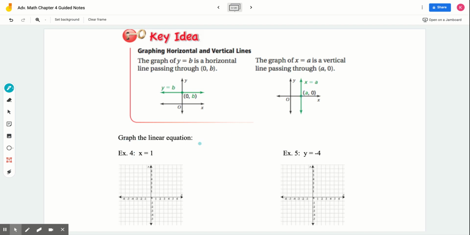So here, when we graph the linear equation x equals 1, we find 1 on the x-axis, we make a point, and we draw a line through that point. You go ahead and try number 5 right now. As you've taken a look at number 5, we have y equals -4. So again, we find -4 on the y-axis, and we draw a horizontal line going through that point.